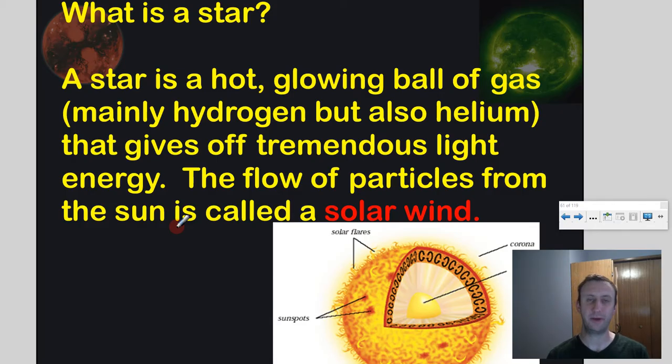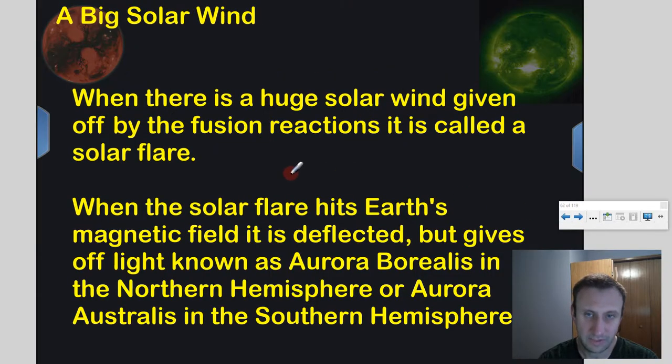Sometimes a large amount of charged particles gets released from the star, or our sun, as it goes through its nuclear reaction. When that large amount of particles gets released, that's called a solar flare. But any particles being released is called solar wind. It has to do with charged particles being released from the star. So when there is a huge solar wind given off by the fusion reactions, it is called a solar flare.